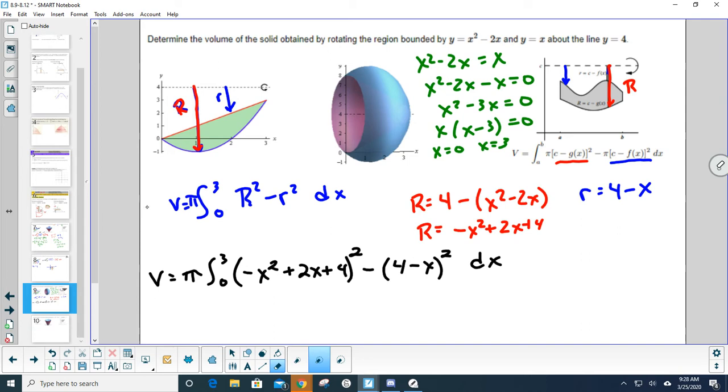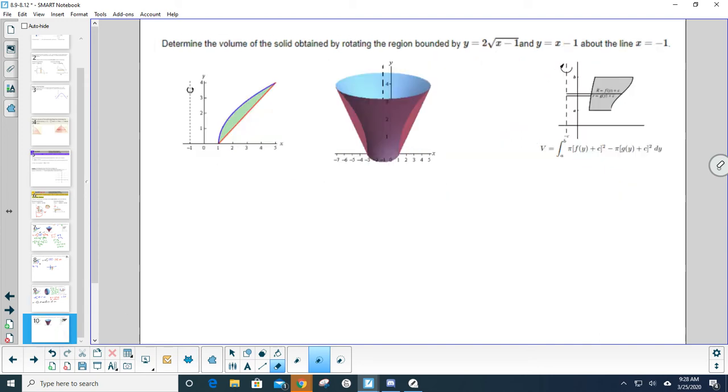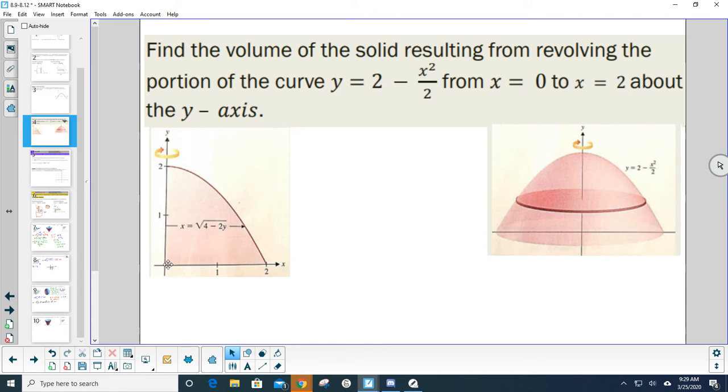Okay, we did one about a horizontal line. Now we're going to do a vertical line. So we're going to take a look at this one. And a hint for these, we only really have two ways to do circles. We either do discs or we do washers. So back in the good old days of yesterday, I kept talking about it's flat against the axis. If it's flat against the axis, it's just a good old fashioned disc.